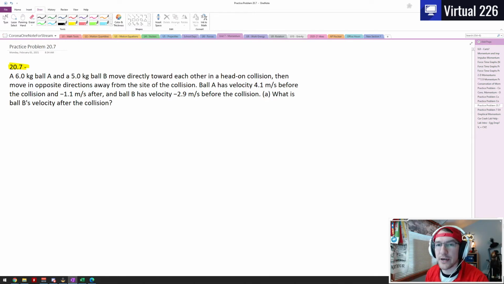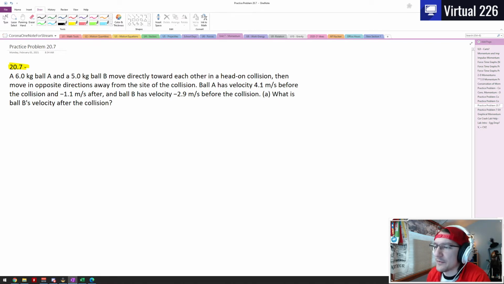We need to make sure that, because they're moving towards each other, they're moving in two different directions. One's going to the left, one's going to the right. That'll be something to be careful about. But after they collide, they move in opposite directions away from the site of the collision. So they kind of bounce and then go back. Once again, directions are important.